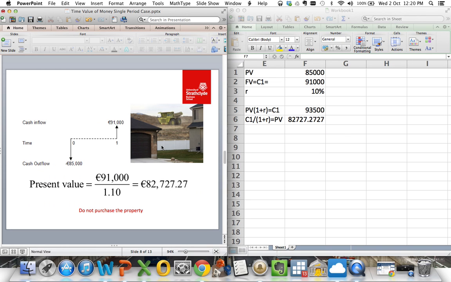Here we are. So these are the figures. You invest 85,000 today. You get 91,000 back. The present value of that investment is 91,000 divided by 1.1. That's what we did here. And it gives you 82,727. That's worth less than what you have just now. It's worth less than what you've invested, so you should not invest in that project.